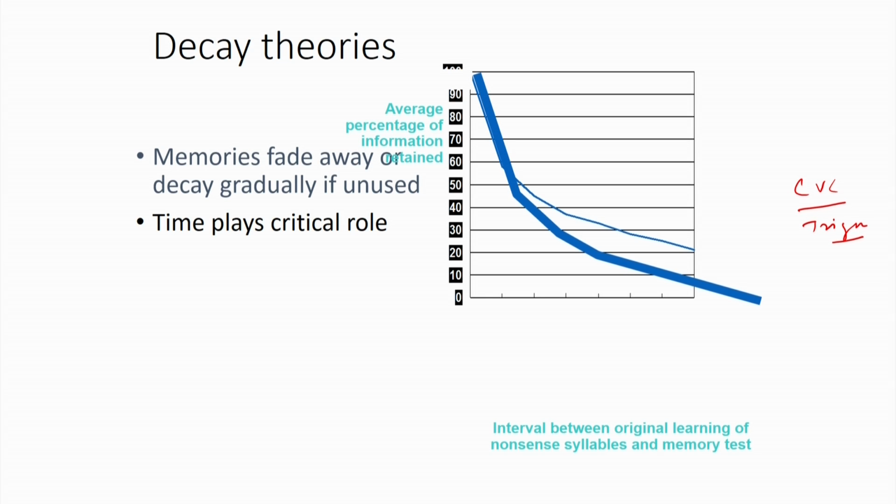So, the decay theory says that memories fade away or decay gradually if unused. If some memory is not used for a period of time, it decays. And there is a biological explanation to that also. We will come to the biological explanation in a while. If you do not use information which is stored in your memory, then there would be a problem. And this is something which we are seeing nowadays. Google has taken up so much of our life that we do not try to retrieve information.